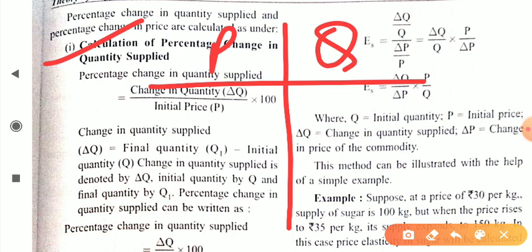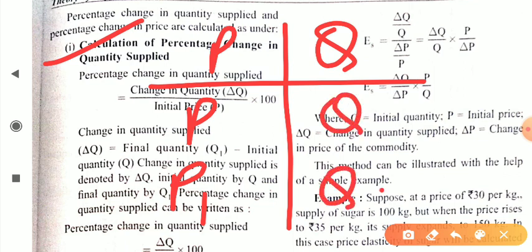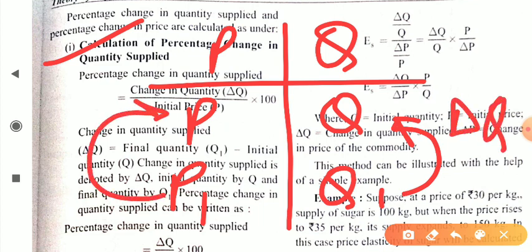Then go with the question, and initially you will find the initial price, which is P. The next time you find the price, it is your P1, the new price. Similarly, the initial quantity is Q and the new quantity is Q1. Now the difference between Q1 and Q is known as delta Q, and the difference between P1 and P is known as delta P, the change in P.